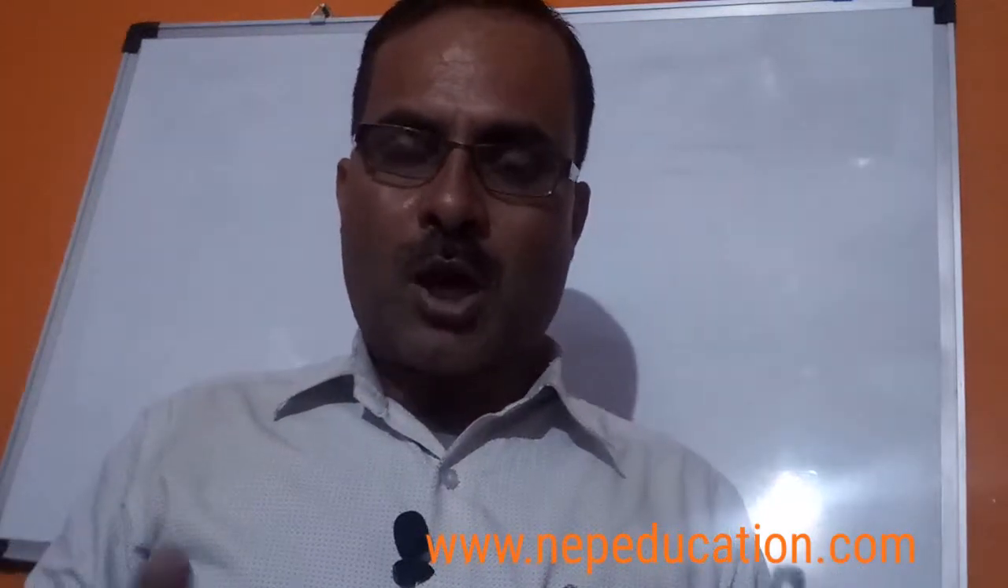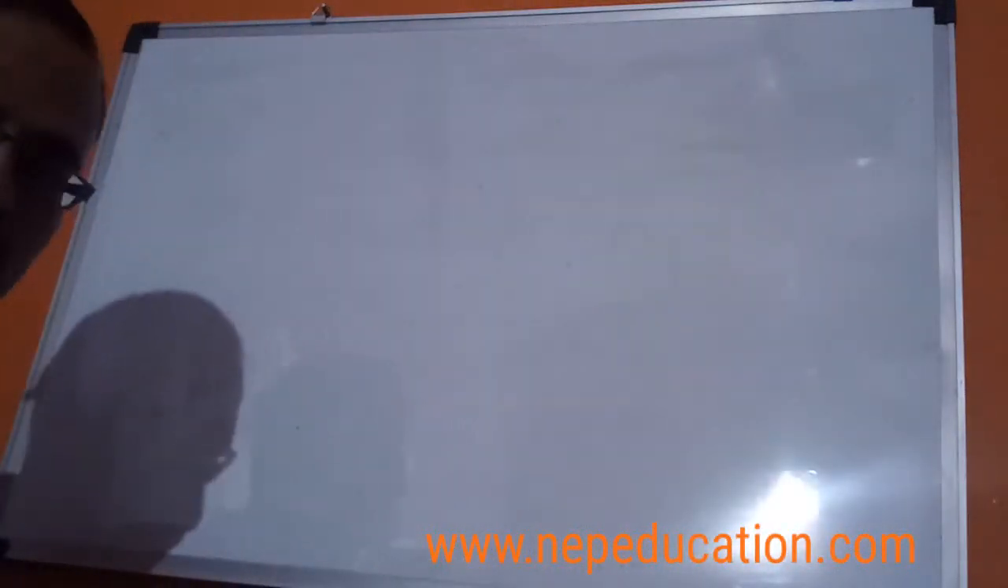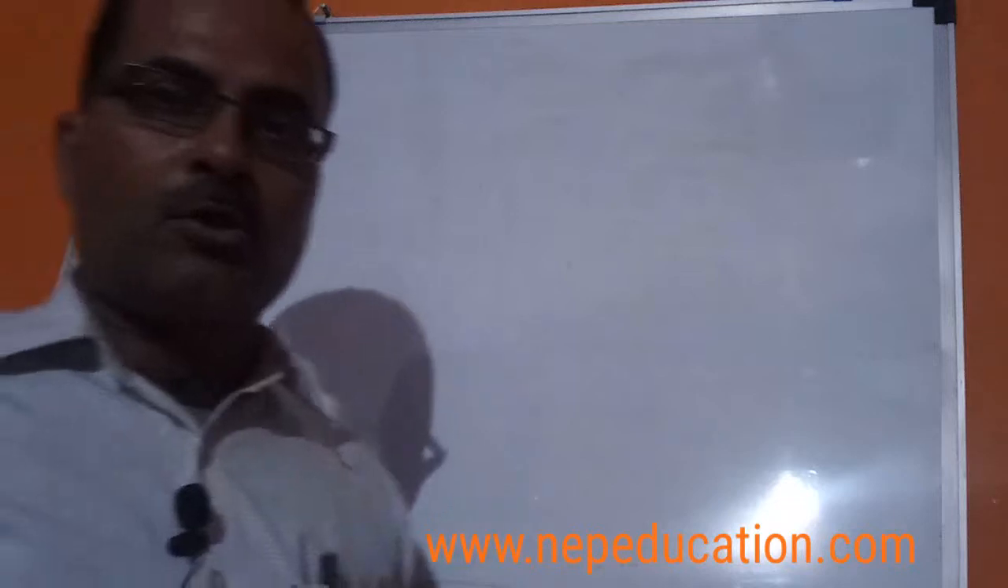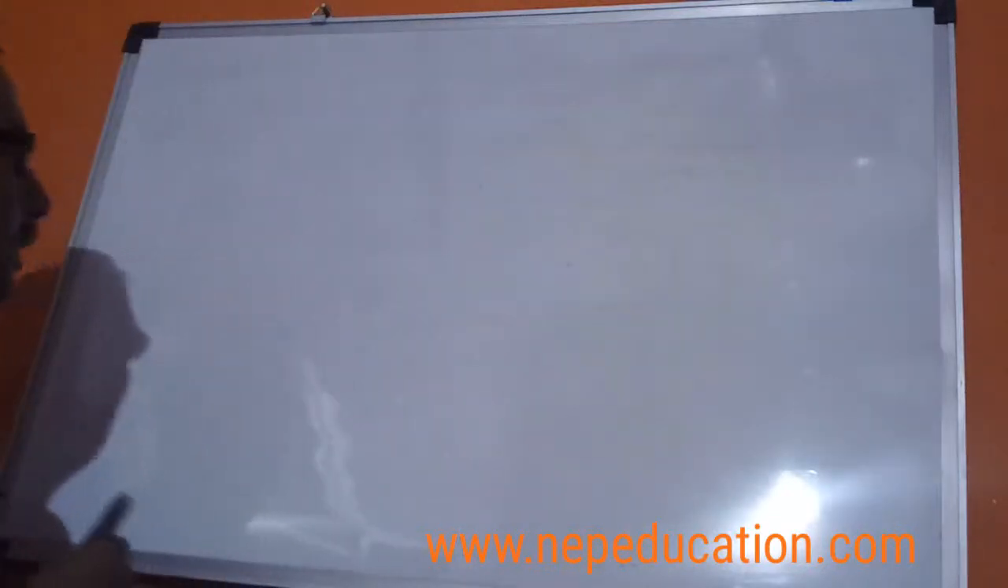So how to do it? Today I am going to derive the formula for how a person who jumps to some height on the earth can jump on the moon. How can you calculate it? Today I am going to derive one formula.